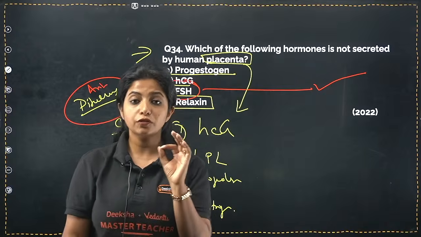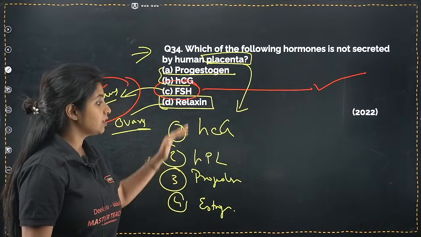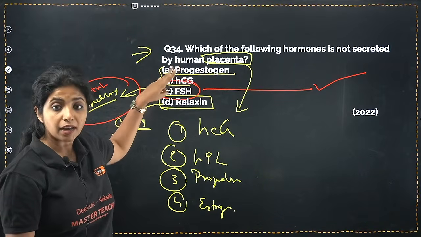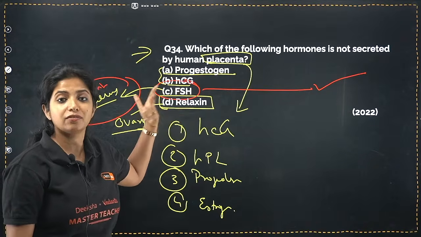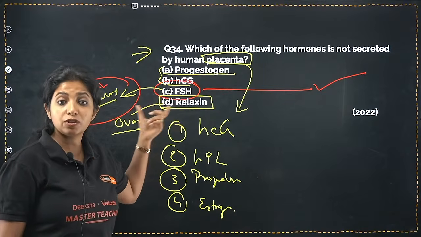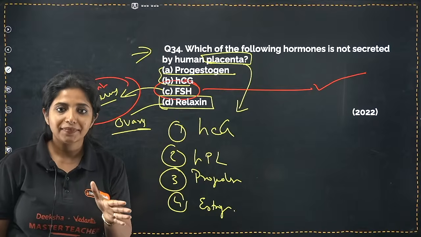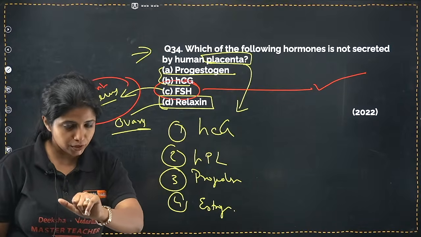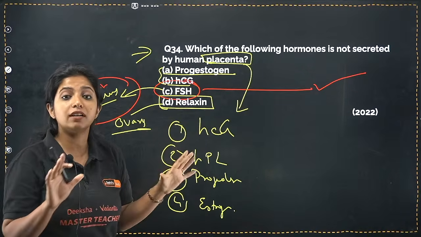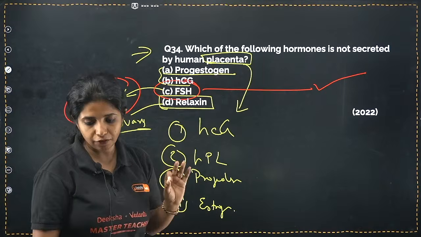Okay, perfect. For those of you who didn't understand, I'll repeat it once more. Listen to me carefully. HCG, HPL, progesterone, estrogen, these are the 4 hormones released by the human placenta. Here you have 2 options stating that, but the other 2 options are not directly given in your NCERT. In your NCERT, it is written that relaxin is released by the ovary, but you need to understand that the placenta can also release relaxin. It also releases relaxin at some point. But FSH and LH are gonadotropins and they are released only by the pituitary gland and nothing else, which is why the answer for this question is FSH.